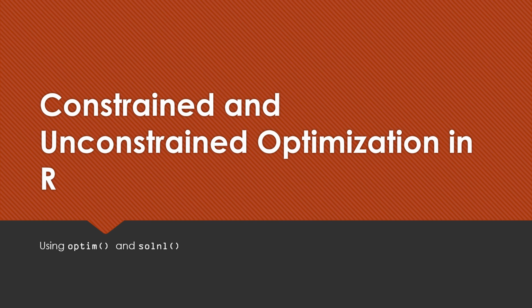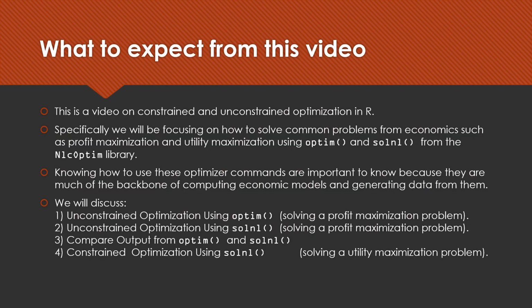In this video, we're going to be talking about using optim and solnl to address these problems. Let's go. So this is a video on constrained and unconstrained optimization in R. Specifically, we're going to be talking about how to solve common problems from economics such as profit maximization and utility maximization using optim and solnl from the NLopt library. Knowing how to use these optimizer commands is important because they are much of the backbone for computing economic models and generating data from them.